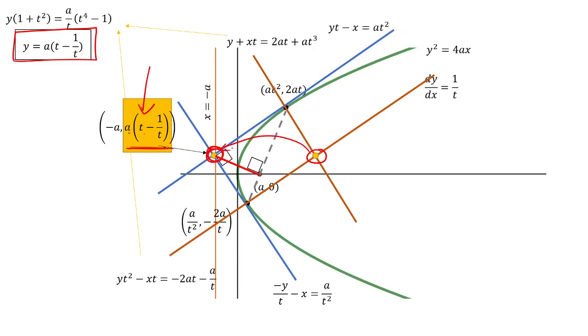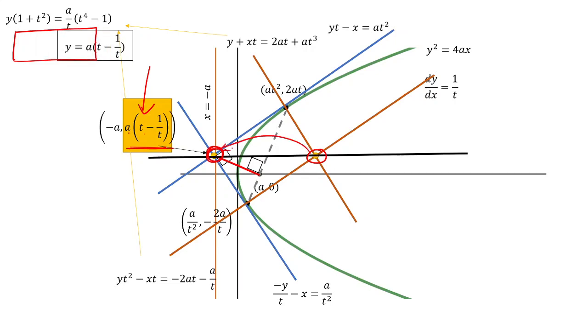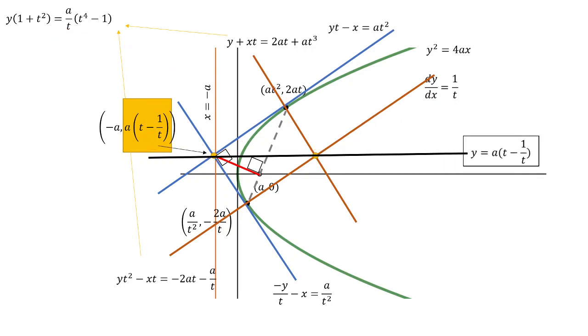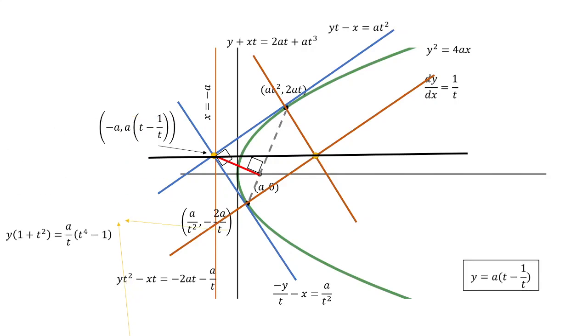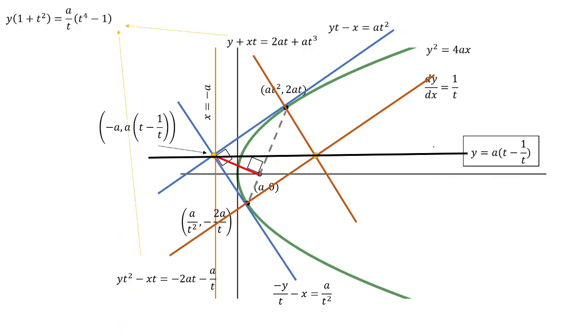So this whole line is y = a(t - 1/t), right? So this is y = 0, the axis is y = 0, and this line is y = something. This line is parallel to the axis. Take a look at it again.